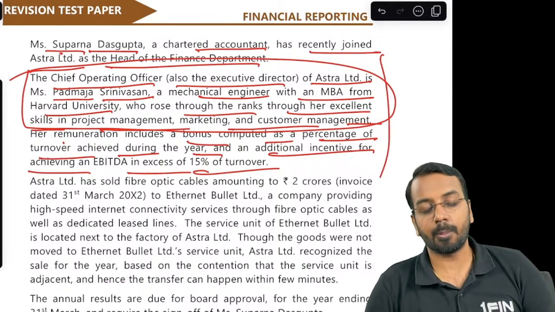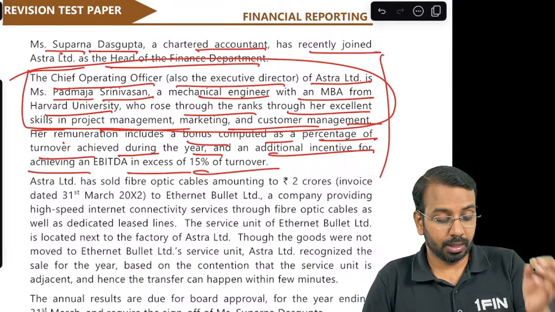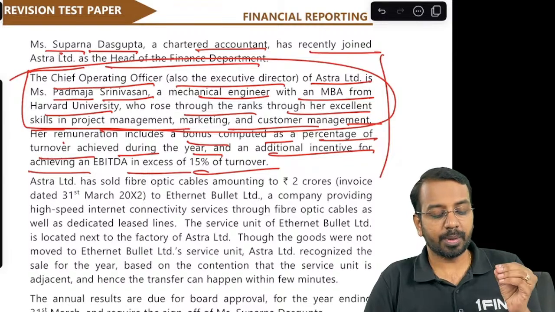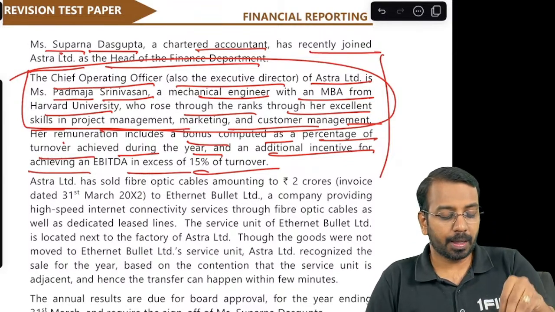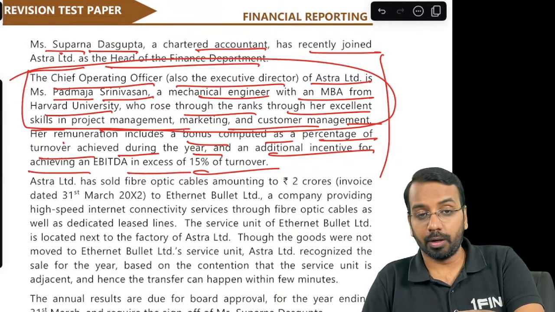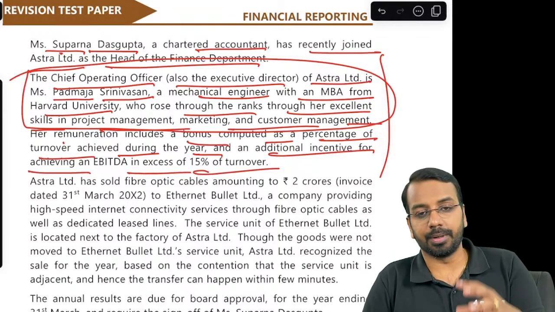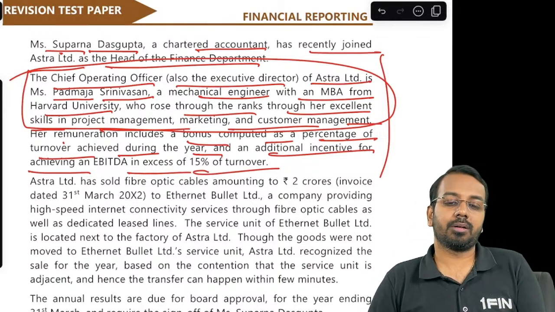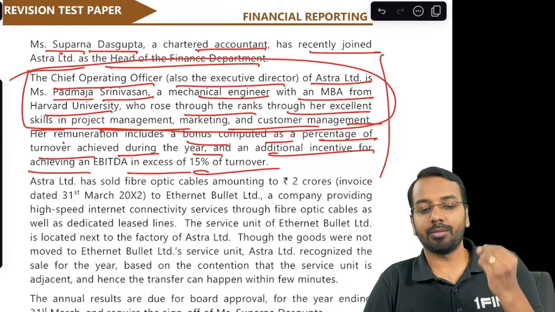Now here basically the remuneration of the chief operating officer is based on what? It is based on your turnover and additional incentive based on EBITDA, which means what? Higher turnover, more incentive. Higher EBITDA, more incentive.